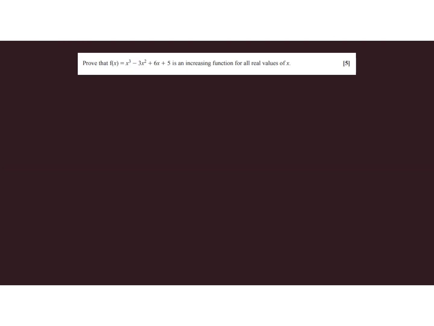So, first question, prove that this is an increasing function. An increasing function is a function for which f'(x) is greater than 0. Some functions will only increase for certain values of x, and it may be the case that functions increase and decrease depending on the value of x. So we've got to prove that this function has a positive gradient for any value of x, so it's always increasing. So f'(x) is equal to 3x squared minus 6x plus 6.